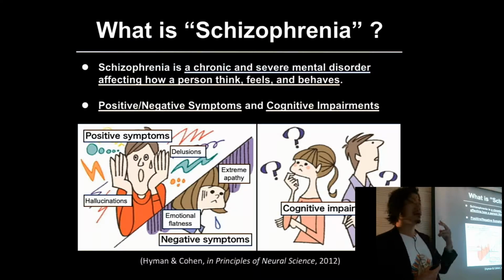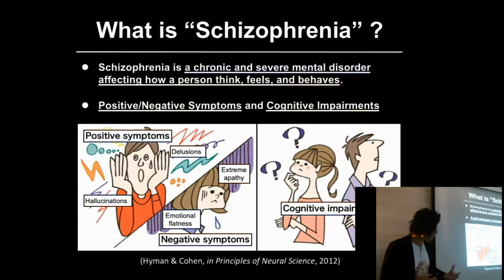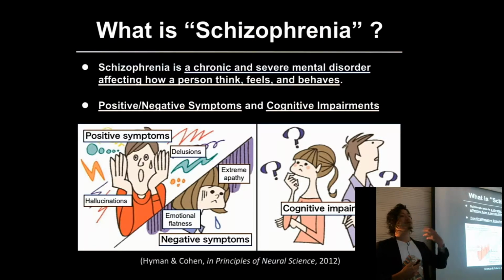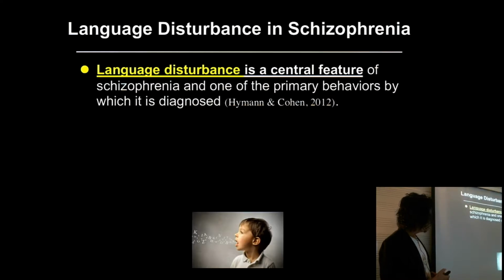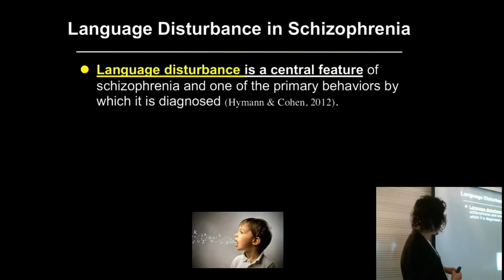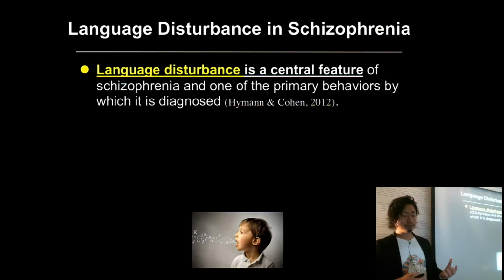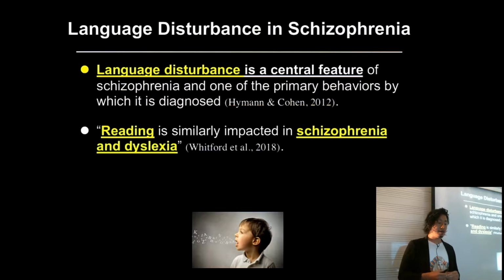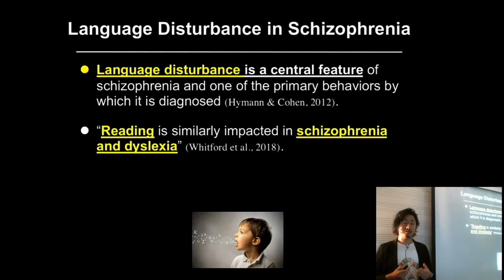And the second one is negative symptoms, including emotional flatness and extreme apathy. The third one is cognitive impairments, such as working memory and also the executive functions. And also, language disturbance is a central feature of schizophrenia and one of the primary behaviors by which it is diagnosed. And a very recent study has also shown that reading is similarly impacted in schizophrenia and dyslexia. So there may be a close relationship between schizophrenia and dyslexia.